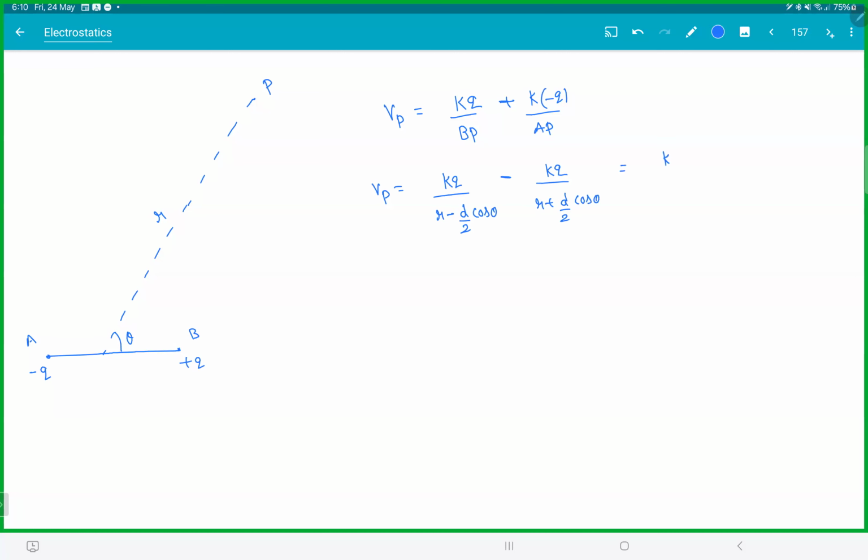Cross multiply, take out KQ common. It will be R plus D by 2 cos theta, R minus D by 2 cos theta. We end up with D cos theta. In the denominator, we get R square minus D square by 4 cos square theta. We can neglect this term since R is much greater than D. So we end up with potential as KP cos theta by R square. This is the potential due to a dipole at a distance R, where R is the distance from the center.